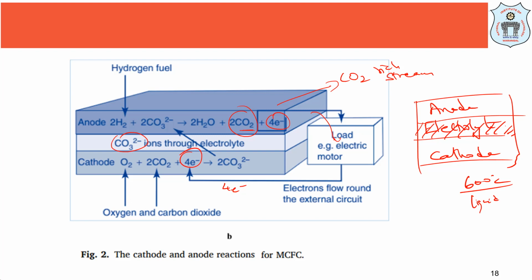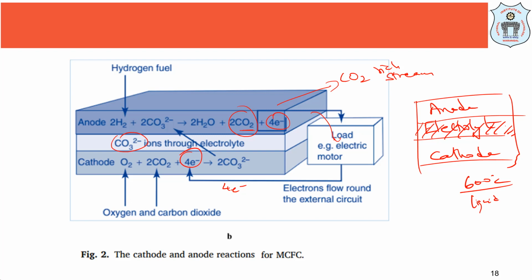So that way the gas leaving the anode side will be a CO2 rich gas stream. Electrons are being produced, which will go through the external circuit and reach the cathode side, taking part in the reaction there, where we will be supplying oxygen. Whatever carbon dioxide is formed, some can be recycled here.